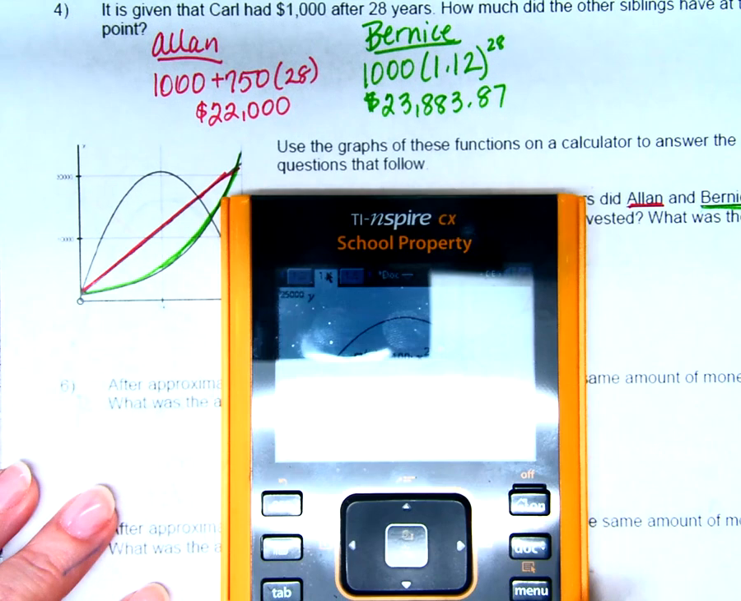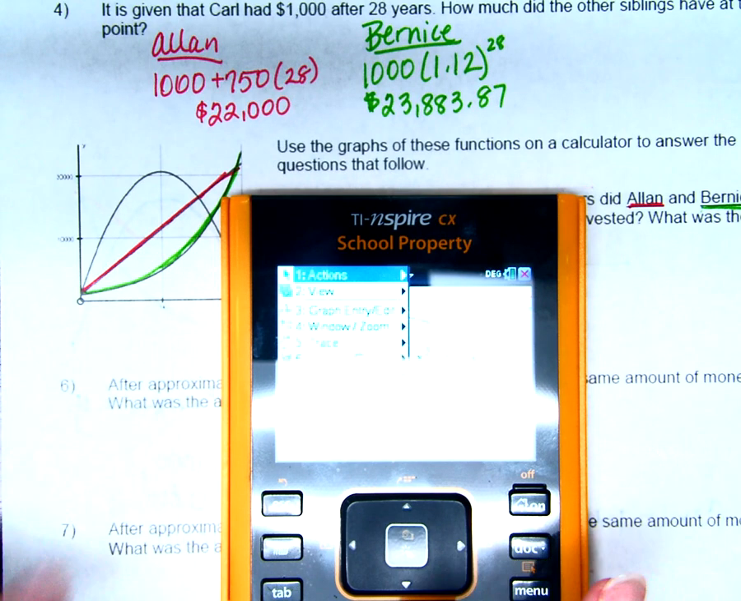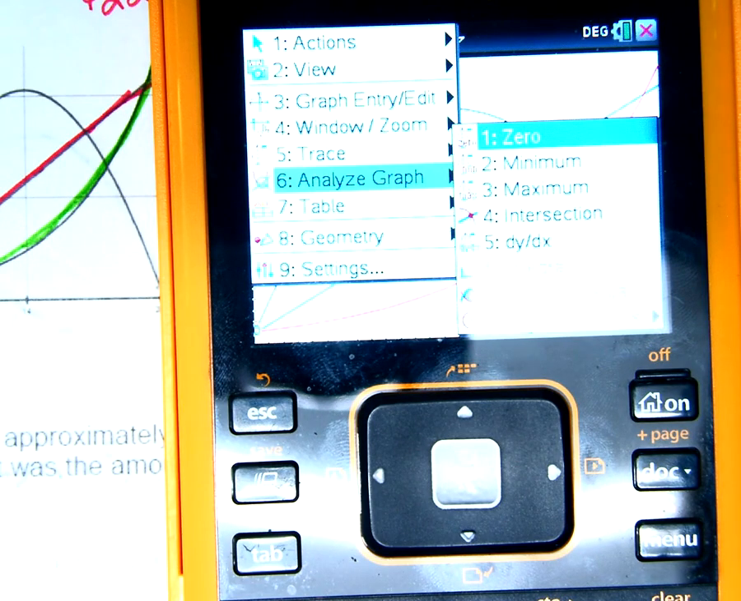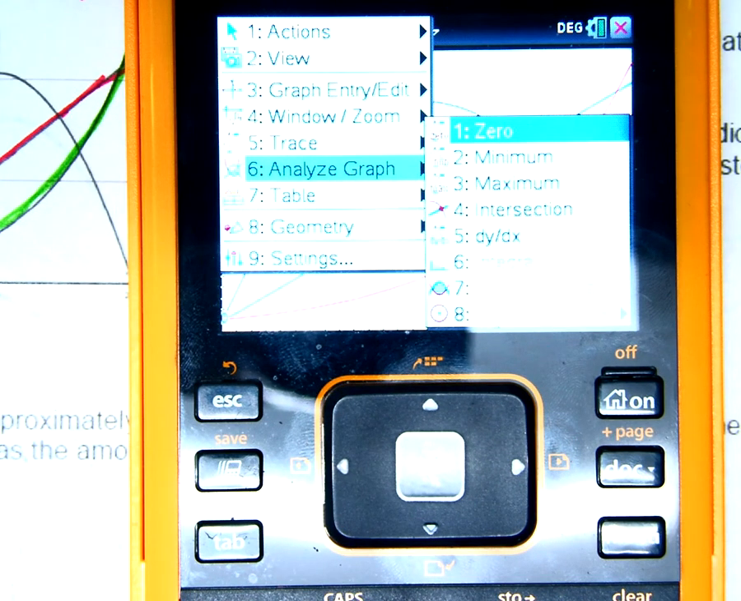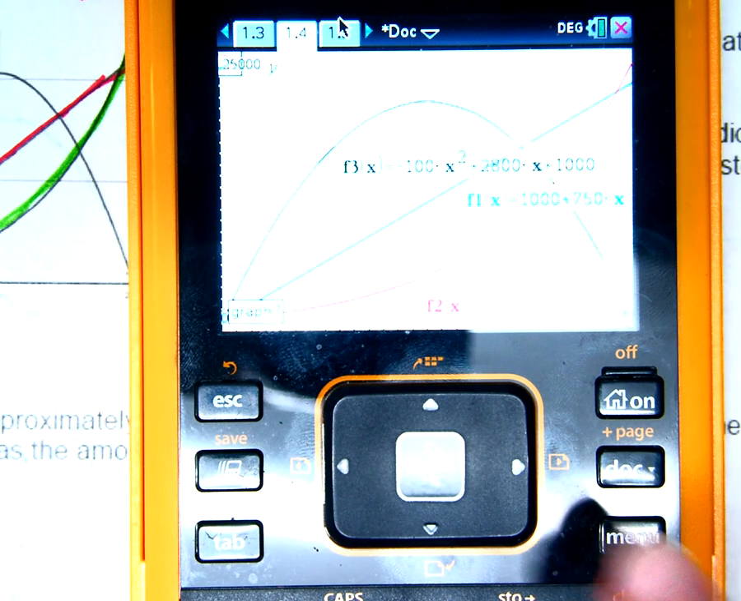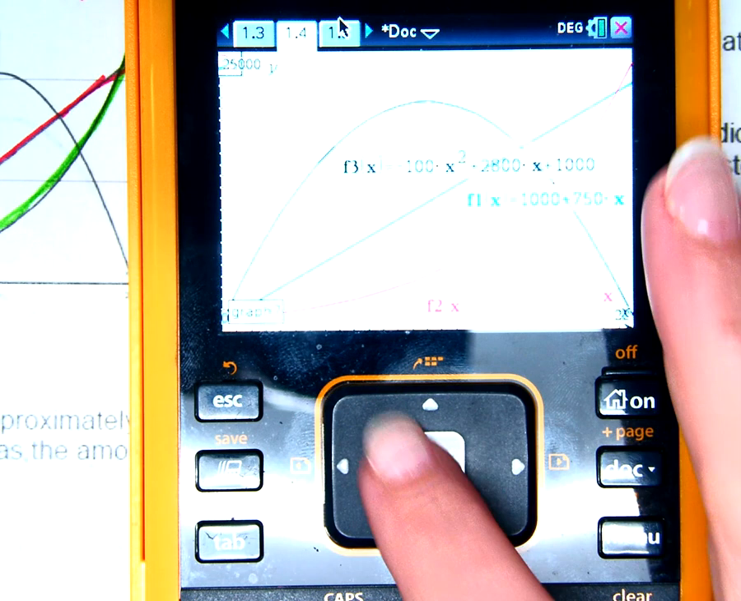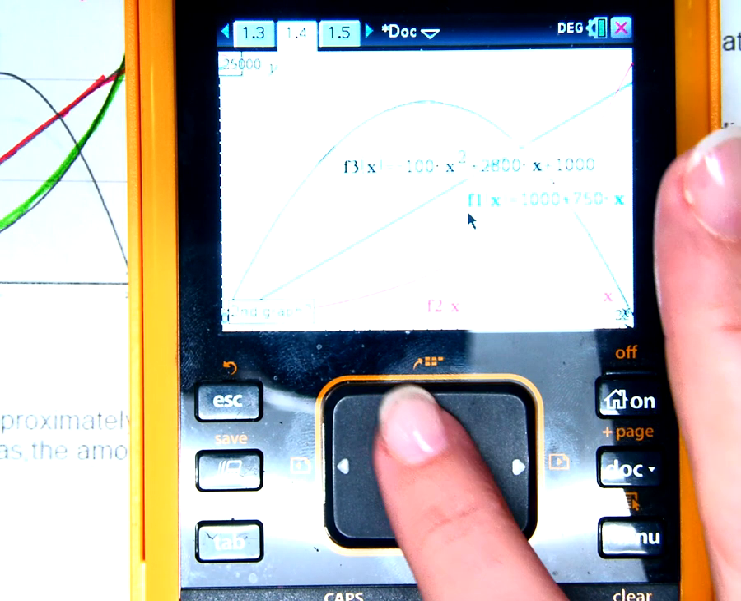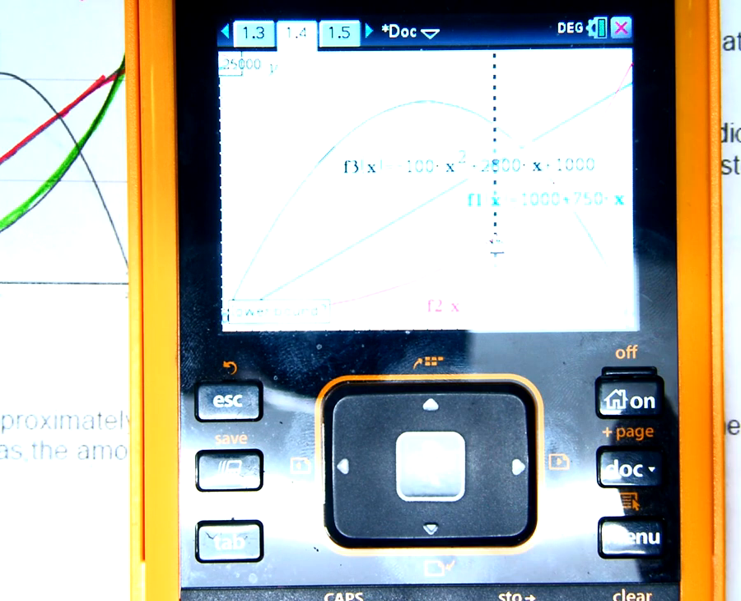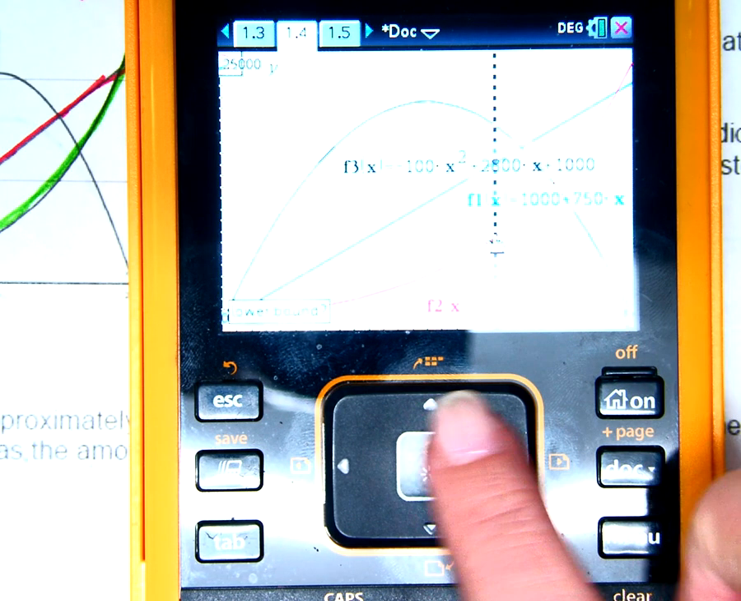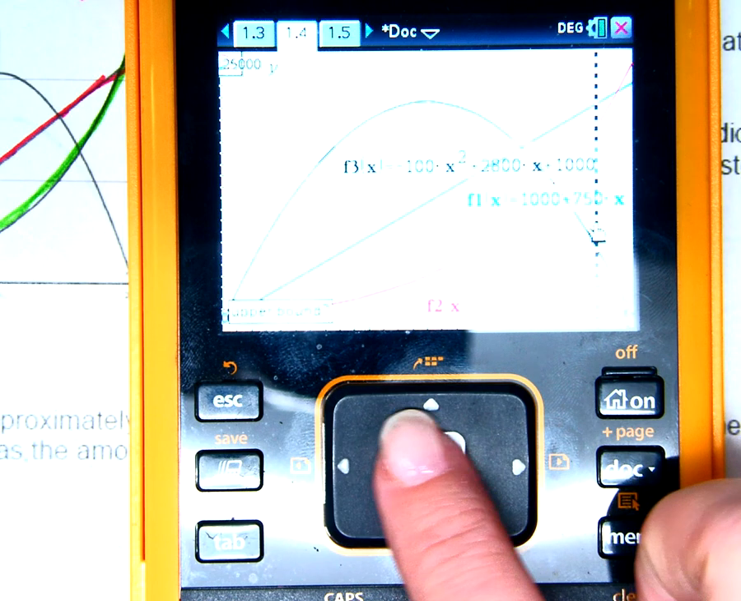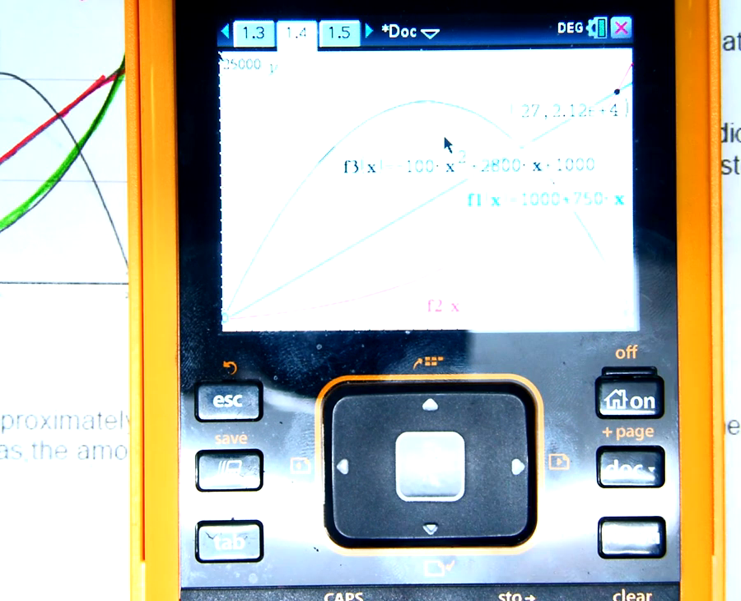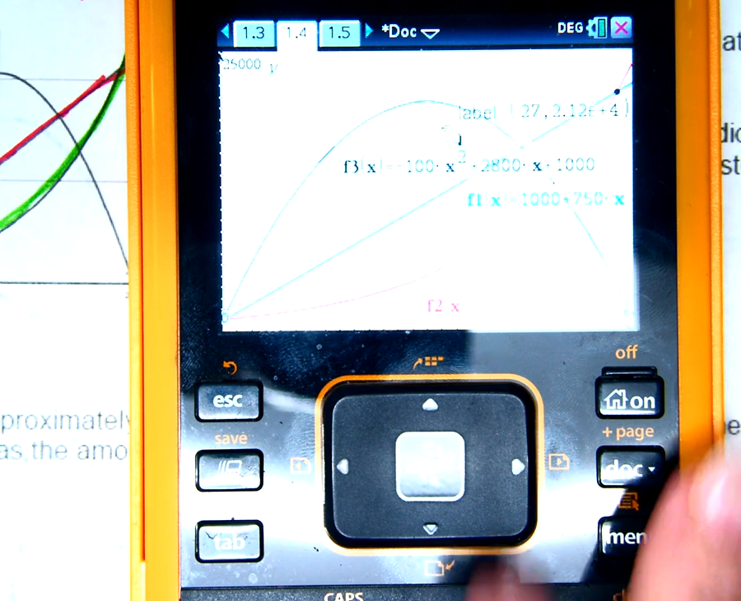So I'm going to have to say menu. Let me zoom in again real quick. Menu, analyze. What am I going to choose? Intersection, good. And now it's asking for the two graphs that I want, right? I want the line, click, and I want the exponential growth, click. Then it gives me this dotted line, so I have to move the dotted line to the left of the intersection and the right of the intersection. Okay?